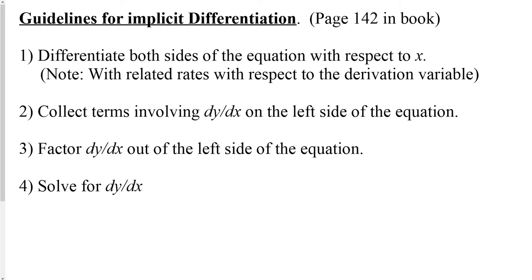So, some simple guidelines for implicit differentiation. This is from page 142 in the book. First, differentiate both sides of the equation with respect to x. Again, you don't always have to use x, it could be any variable, but in this case we'll stay consistent. When we derive with respect to x, we're going to collect all of our terms involving dy over dx on the left side of the equation. That means everything else is on the right. Once we have all of the terms of dy over dx on the left-hand side, we're going to factor out that dy over dx and then get it by itself, solving for dy over dx in the last step.